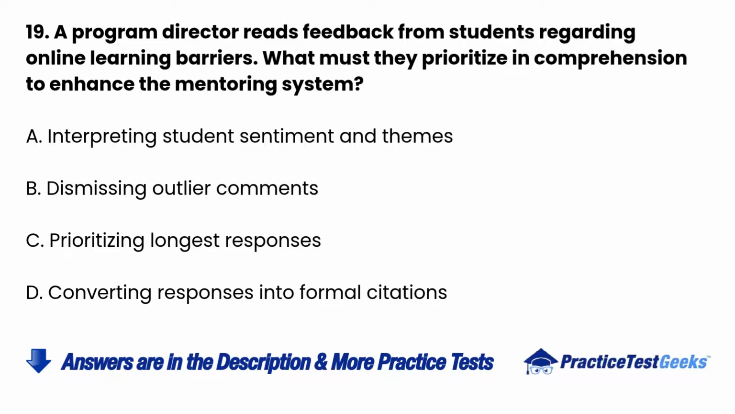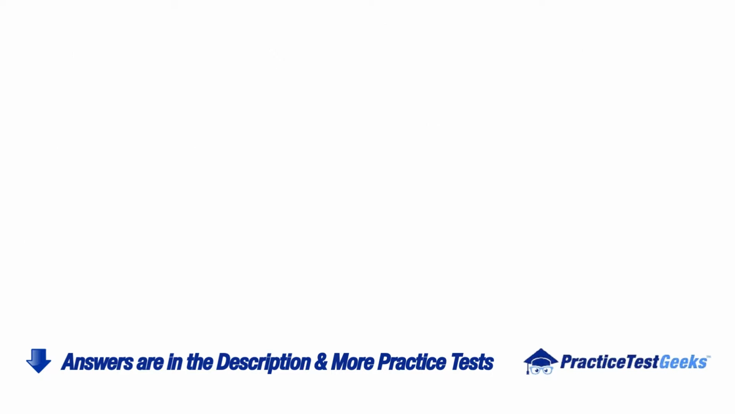19. A program director reads feedback from students regarding online learning barriers. What must they prioritize in comprehension to enhance the mentoring system? A. Interpreting student sentiment and themes. B. Dismissing outlier comments. C. Prioritizing longest responses. D. Converting responses into formal citations.